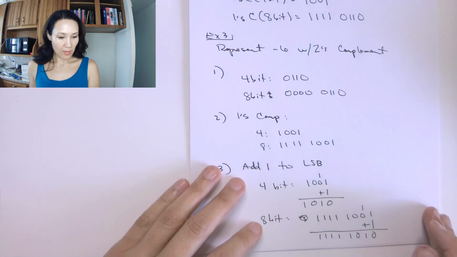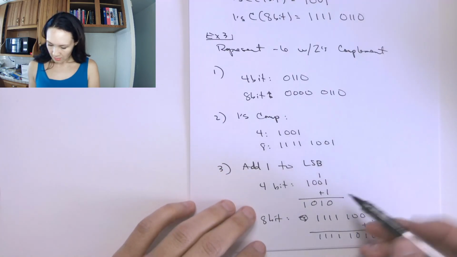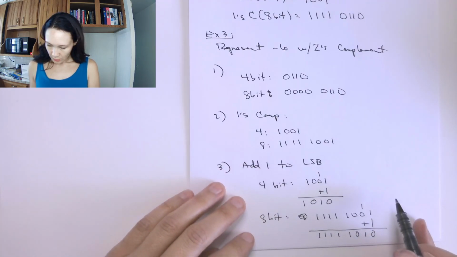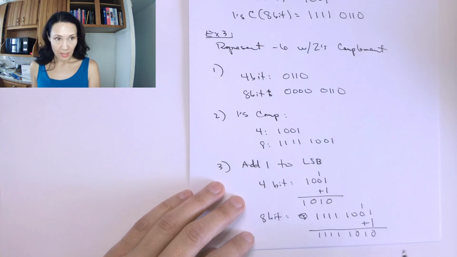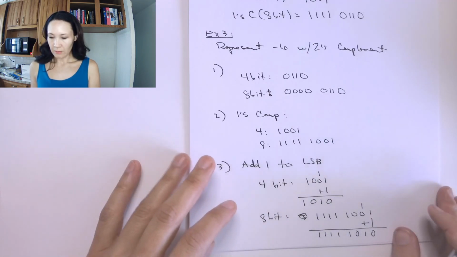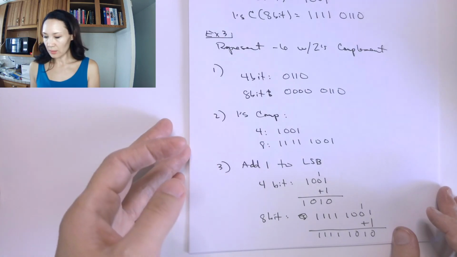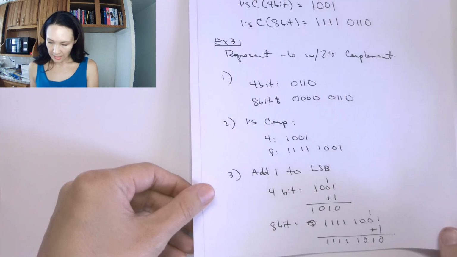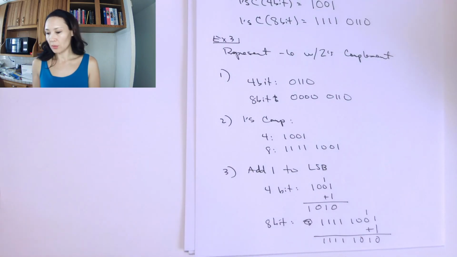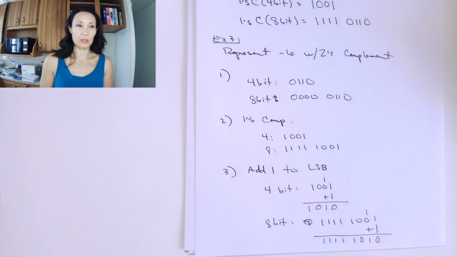Okay, great. So that means that under the 2's complement convention, our 4-bit -6 is this, and in 8 bits, our -6 is this. So let me know if you have any questions about changing a negative decimal number into a negative binary number using these 3 conventions.